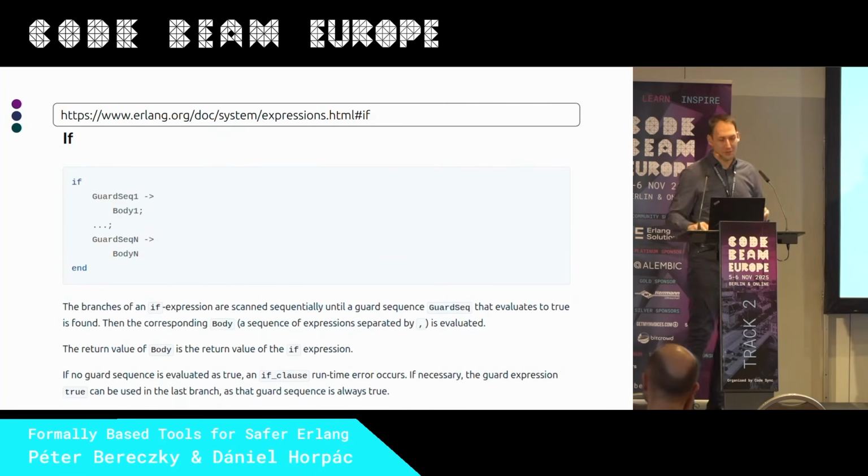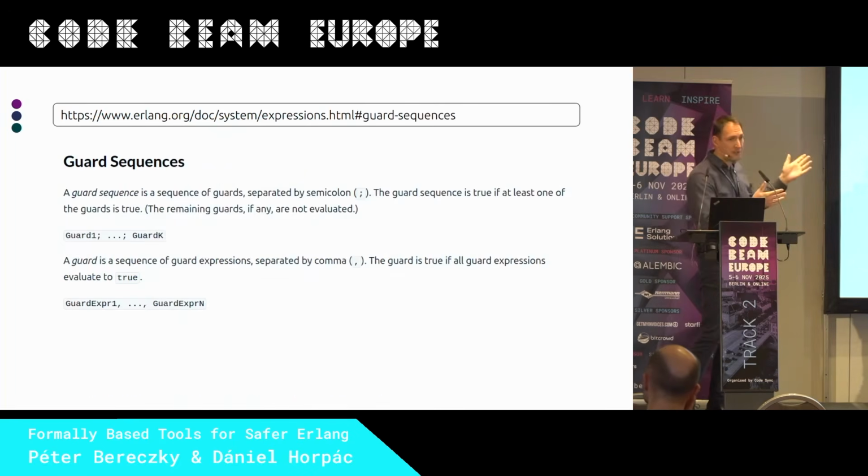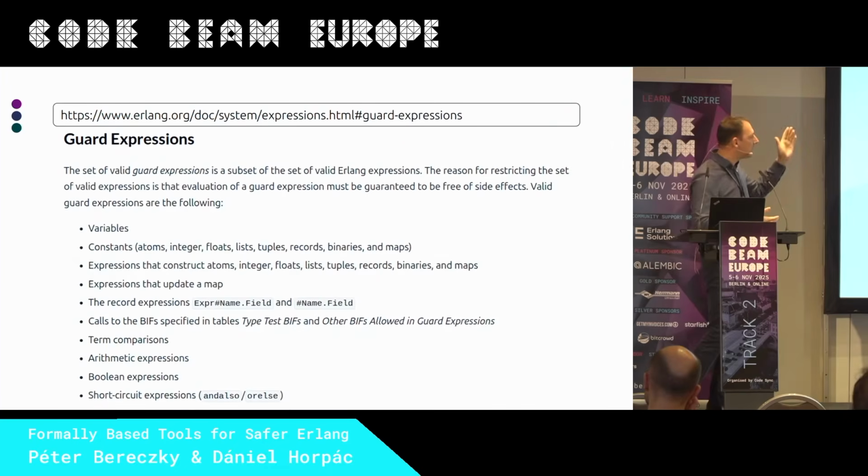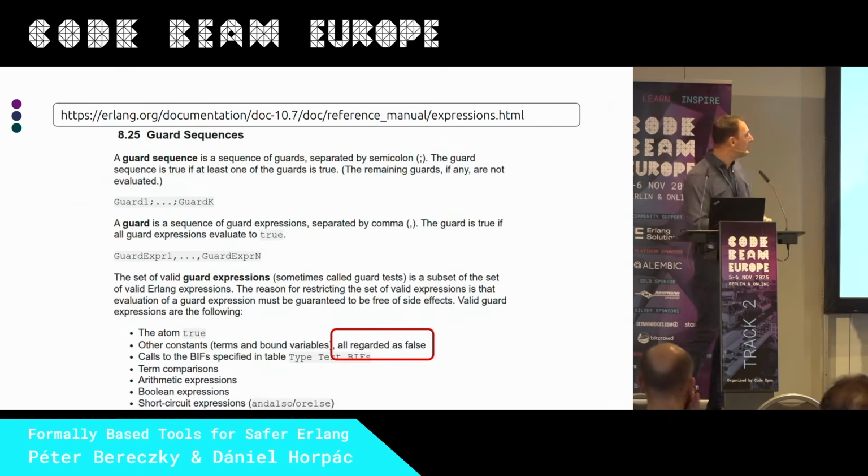Okay, now we are closer to the truth. What is a guard sequence and what does it mean to evaluate to true? Well, you are going to have guard expressions in a guard sequence, and the guard sequence is true if at least one of the guards is true. Great, so we have to know what a guard expression is and how it works. It's an expression, restricted, but it evaluates to a value, and if the value is true, then you regard it as true, otherwise you regard it as false. Actually, in an older version of the documentation, it is explicitly said that any other constant other than true is going to be regarded as false.